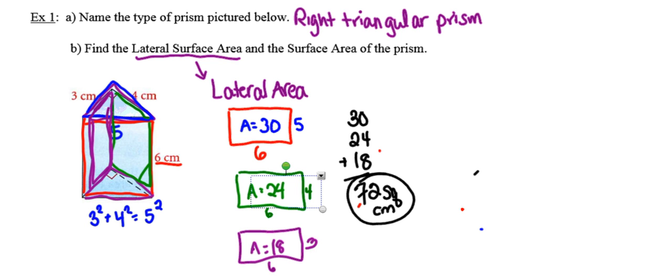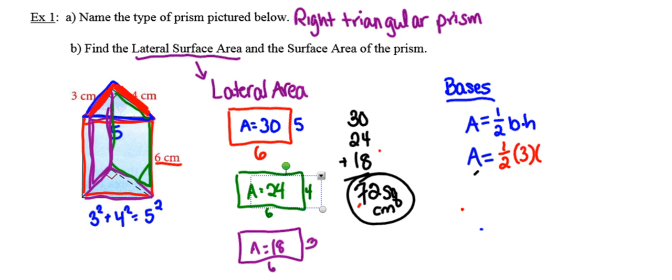Now, the area of the base is a triangle. So I'm going to label this in my work that I'm now finding the area of the bases. And to find the area of a triangle, I'm going to multiply 1/2 times the length of the base times the height. So in my right triangle, I know the base and the height are going to be the 2 pieces that form a right angle. So in looking at this triangular base, the 2 pieces that form the right angle are the 3 and the 4, and they are the 2 that I have to use in my formula. So the area of each base is 6 square centimeters.